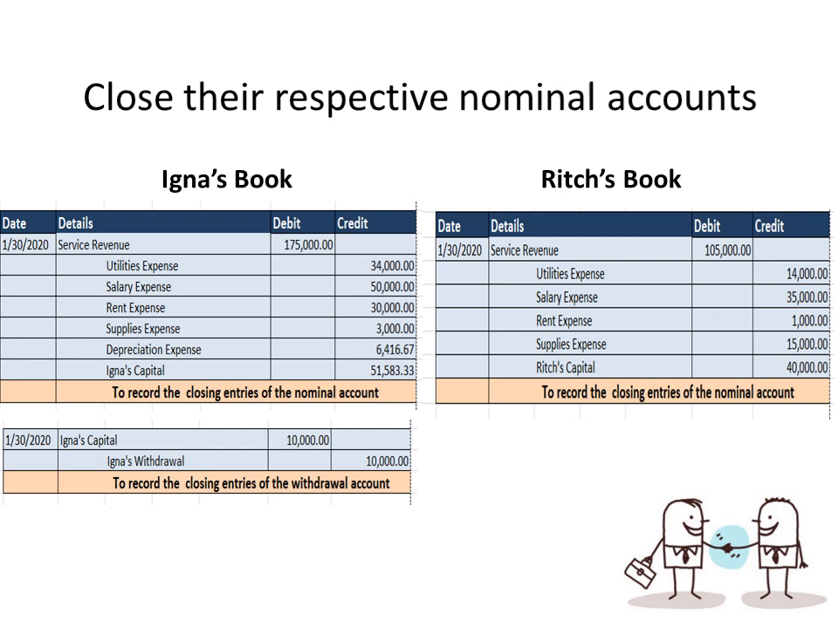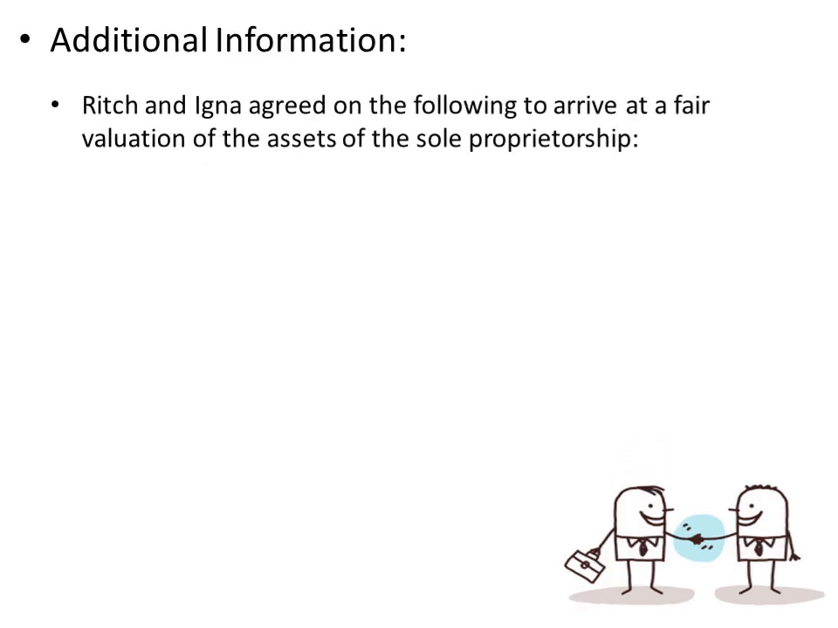Take note, we also need to close the withdrawal account because it is a temporary account. This withdrawal account is closed to Igna capital. The upper part could be closed to the income summary account if you don't want it to be direct, but this one, we just put it direct. Next, we have Igna capital, 10,000, and Igna withdrawal, 10,000, credit. For Rich's book, it's the same. We debit all the revenue accounts and credit all the expense accounts. Okay?